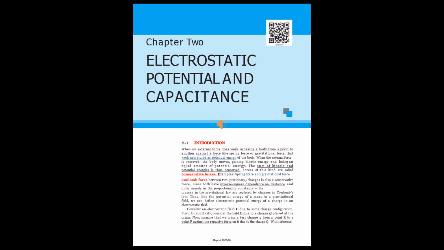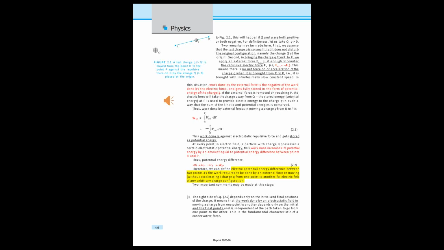Consider an electrostatic field E due to some charge configuration. First, for simplicity, consider the field E due to a charge Q placed at the origin. Now, imagine that we bring a test charge q from a point R to a point P against the repulsive force on it due to the charge Q, with reference to figure 2.1. This will happen if Q and q are both positive or both negative. For definiteness, let us take Q greater than 0.